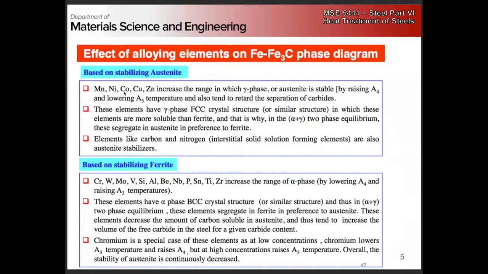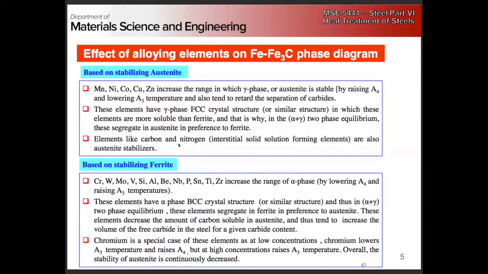manganese, nickel, cobalt, copper, and zinc, right? So these stabilize the gamma field, right? These tend to have an FCC crystal structure, right? So they're more soluble in austenite, right? And when they're in a two-phase equilibrium, they will tend to segregate in austenite in preference to ferrite, right? So these are the substitutional solid solution alloying elements that are going to stabilize austenite.